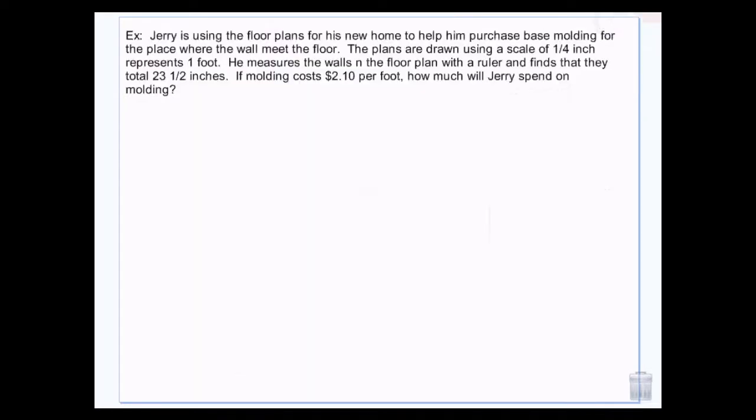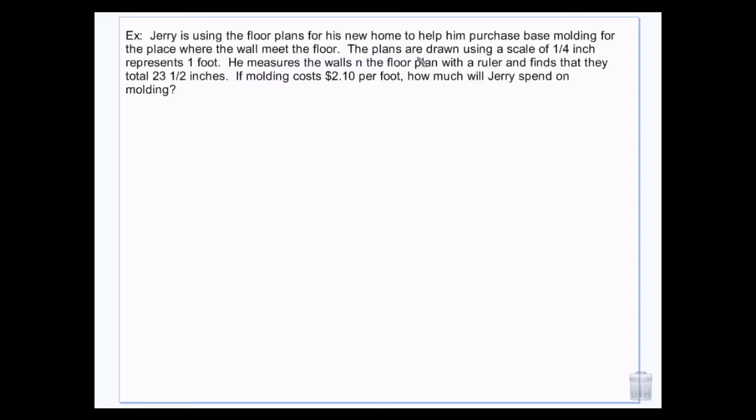Alright, so Jerry is using the floor plans for his new home to help him purchase base molding for the place where the wall meets the floor. Base molding is also known as baseboards. Crown is on the ceiling, the top. Base molding is on the bottom. It's also known as baseboards, or as I like to call it, dust catchers.